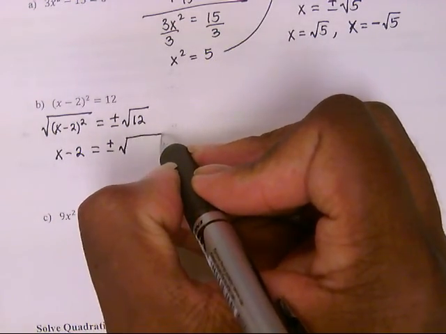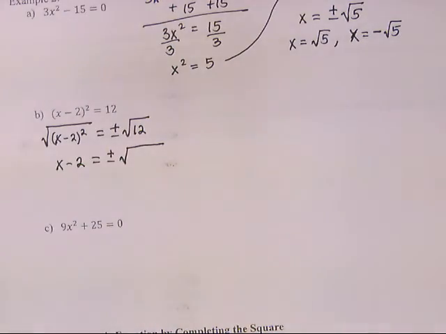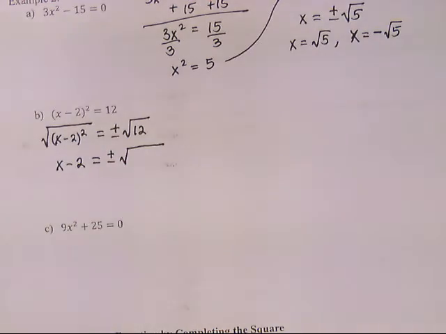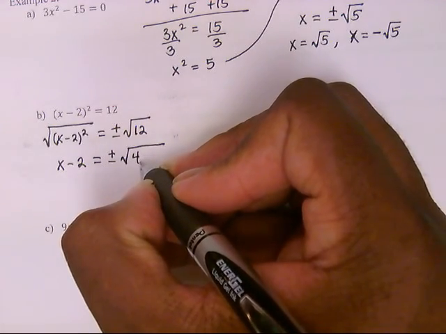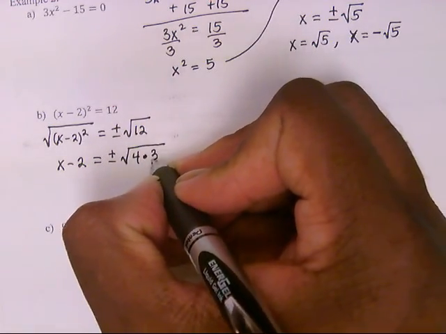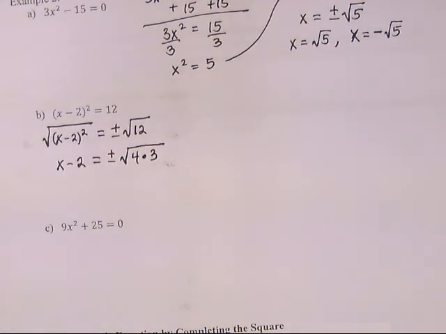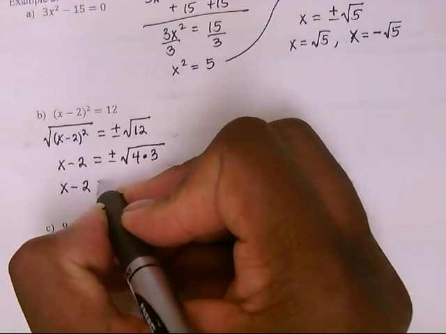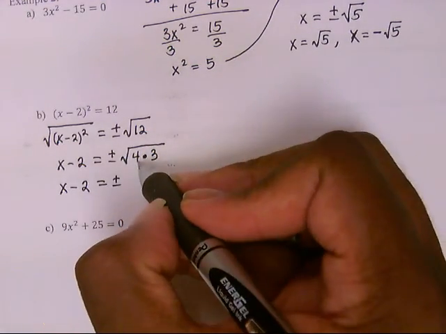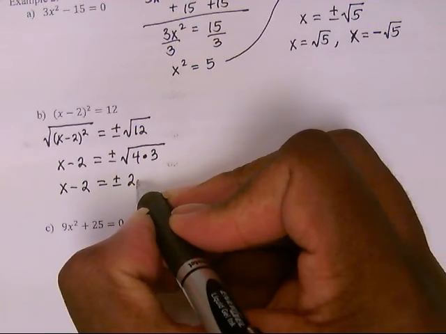Now the square root of 12 is not a perfect square, but it does have a perfect square in it. So we need to find the largest perfect square that can go into 12, which is in this case 4. Because 4 is a perfect square, it goes into 12 3 times. Because I have to write 12 as 2 factors, one of them has a perfect square in it. So I'm going to bring down the x minus 2. That's equal to plus or minus the square root of 4, which is 2.